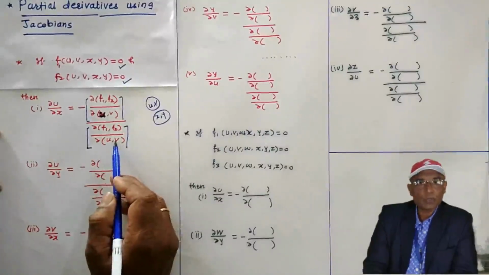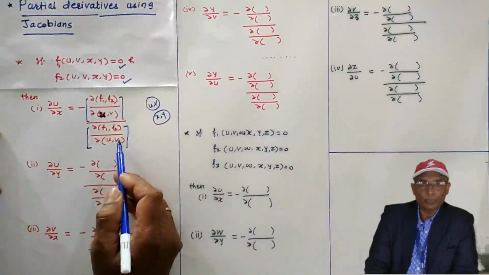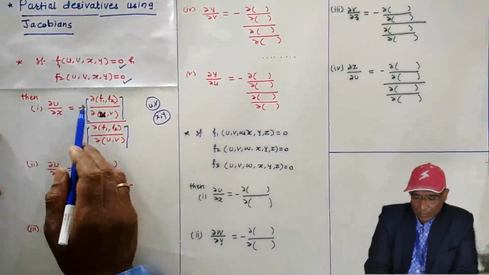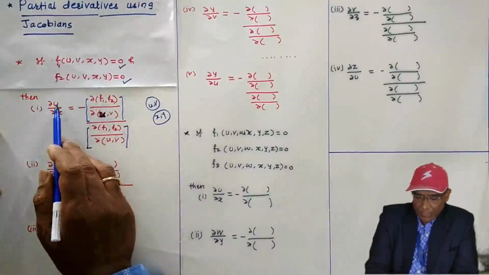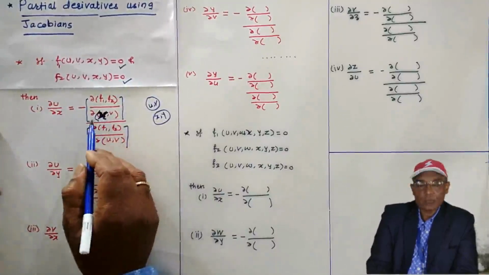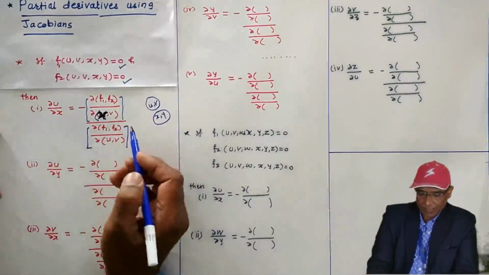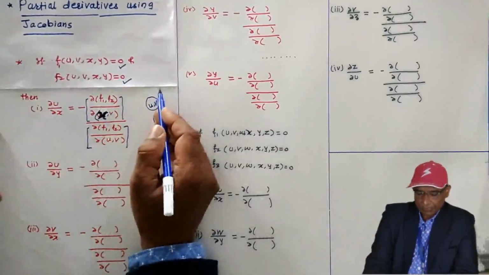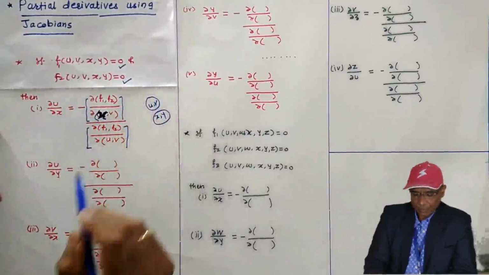Now this is not the final formula. Now I am going to make the formula. In the numerator's Jacobian, replace u by x. So del of (x,v). This can also be written in terms of a determinant by the definition of the Jacobian.